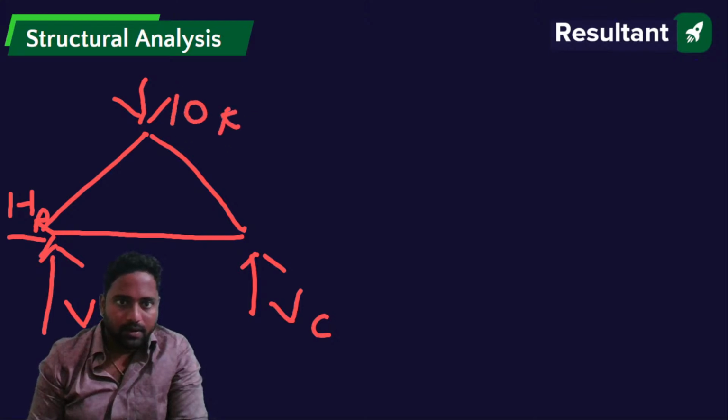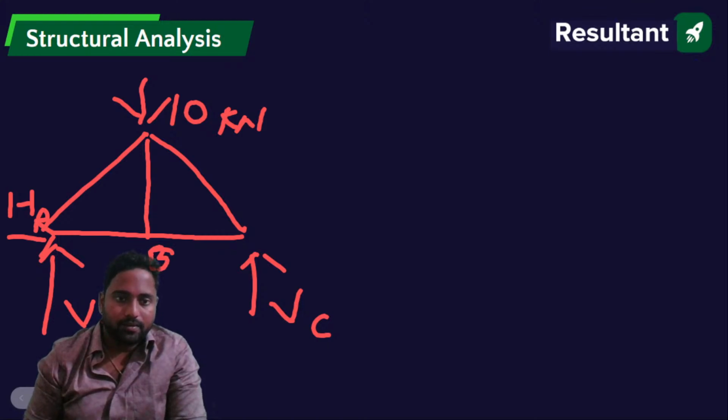And the load applied at B is a 10 kilonewton load. From here to here there is a member, and this is D.